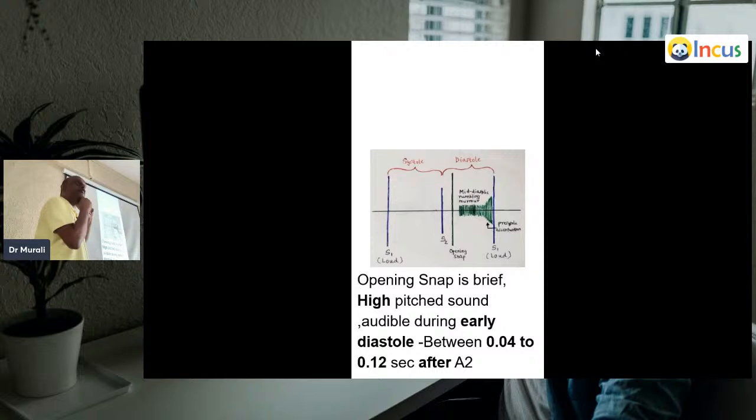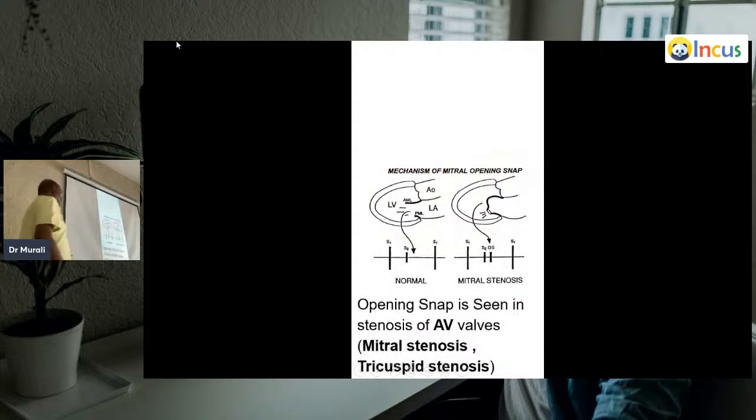When will A2 happen? When will the aortic valve close and the ventricle relax? Then I want to push the blood. The moment A2 happens, the ventricle relaxes and the pressure in the ventricle is down. The left atrium, already full of pressure, will open the mitral valve and push the blood into the ventricle, and the opening snap is heard. So, the narrower the A2-OS gap, the more severe is mitral stenosis. That is what you need to remember.